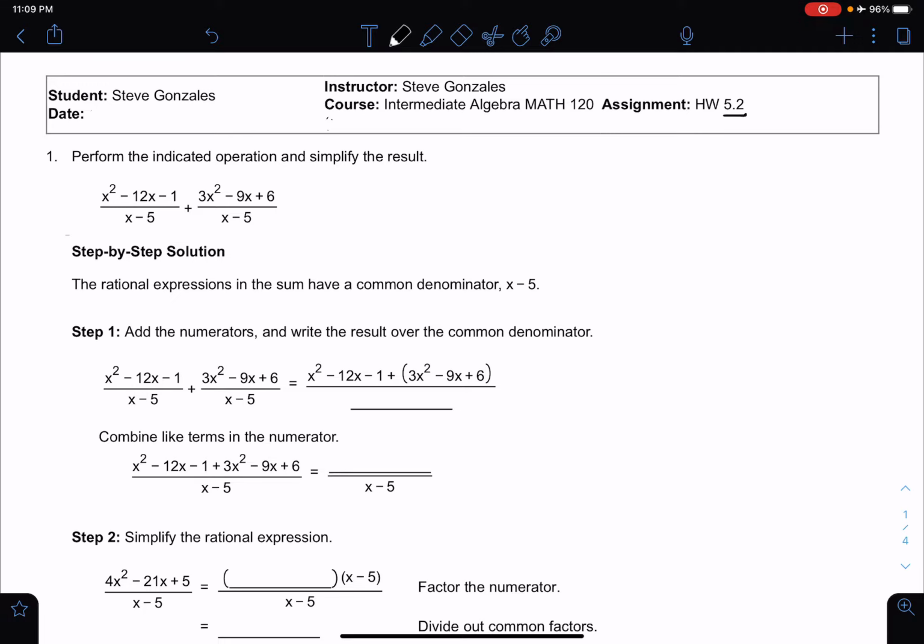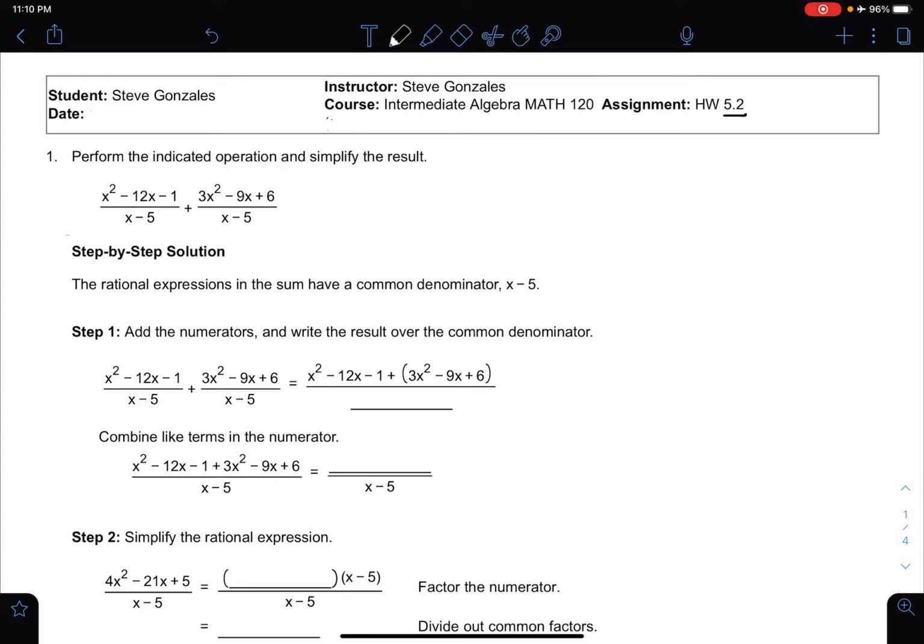So as you know, when you add and subtract fractions, it's a little bit tougher than multiplying and dividing because when you add and subtract fractions, the denominators must be the same, right? So we've got this step-by-step process right here. So let's take a look and see how this works.